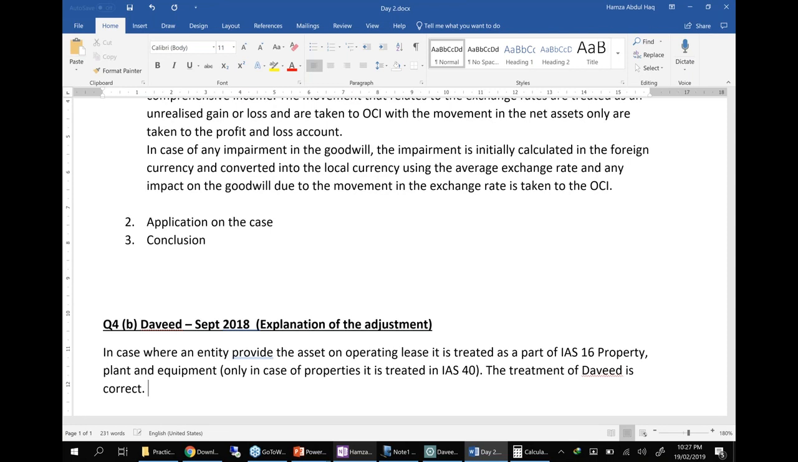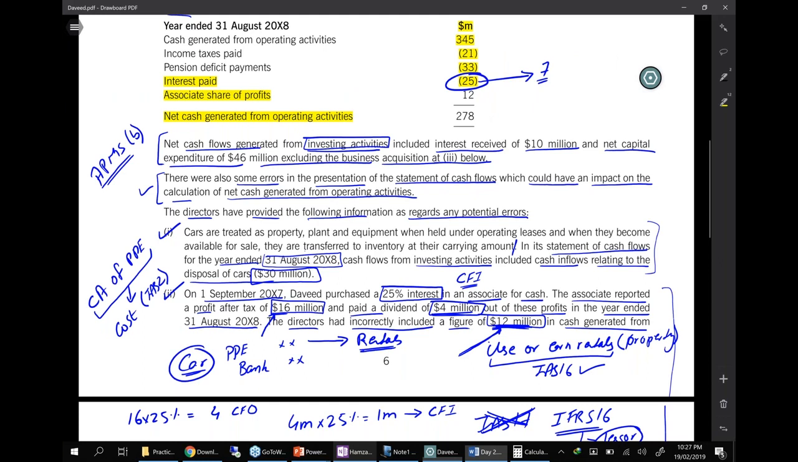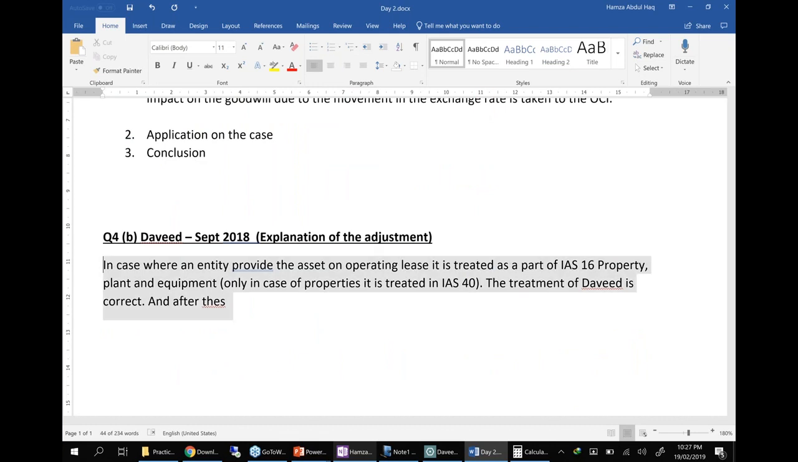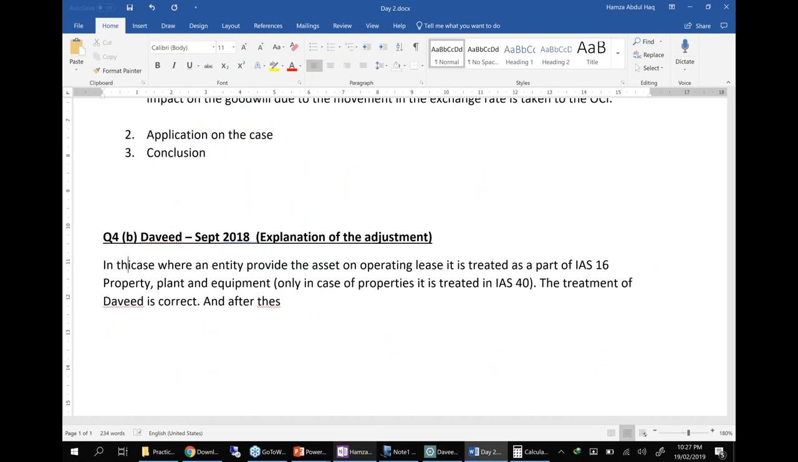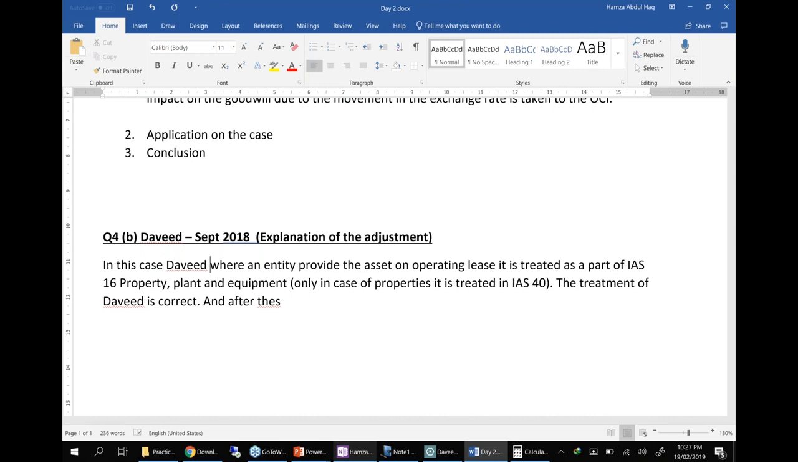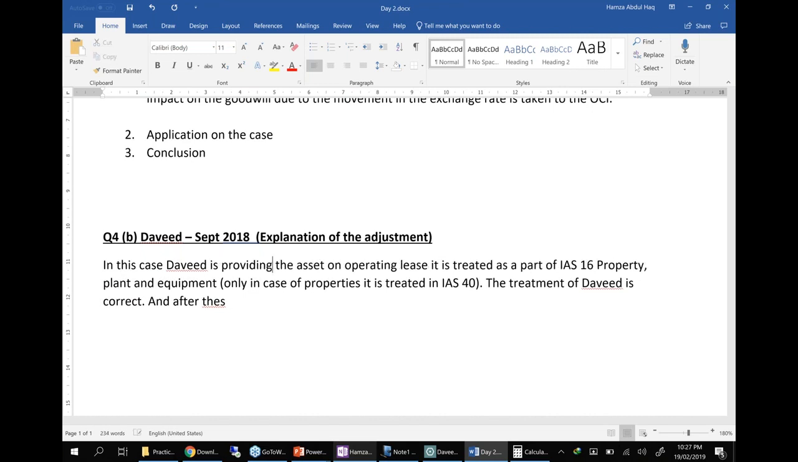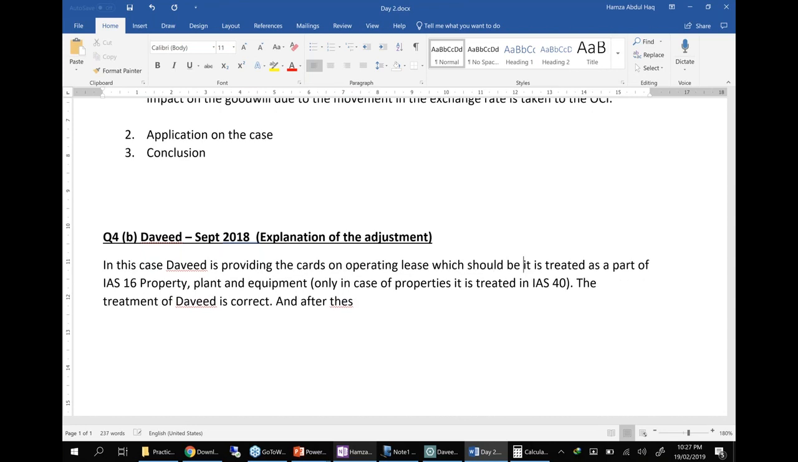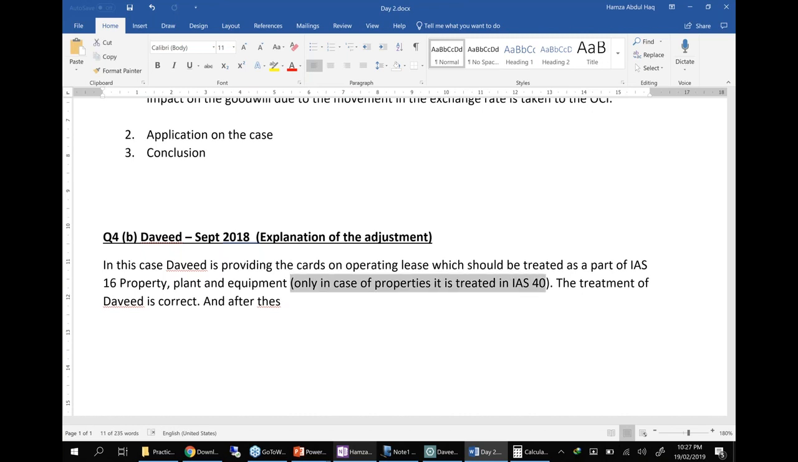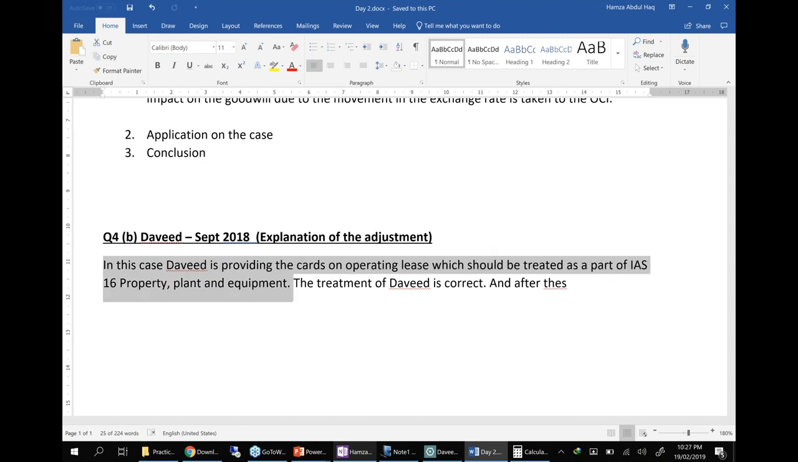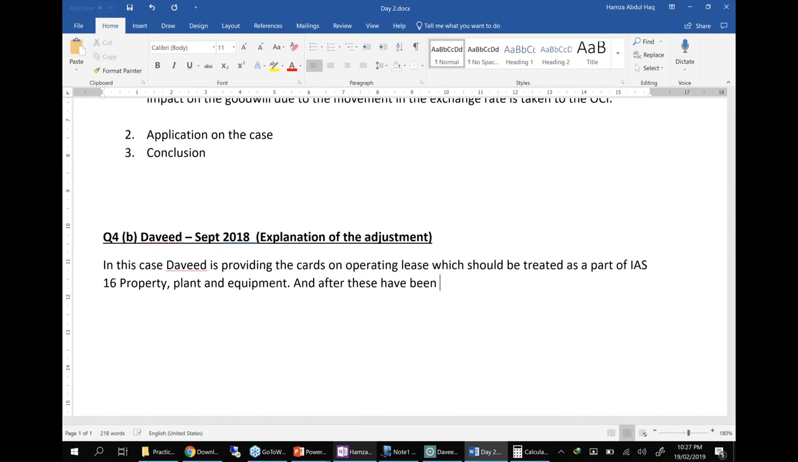And after these, in fact, we can directly write it to the case specific as well. In this case, David is providing the cars on operating lease, which should be treated as a part of IAS 16, property, plant and equipment. So we do not need this statement now because we have converted the answer into a case specific one. And after these have been available for sale, these become a part of IAS 2 inventory, which is completely correct. So we have mentioned what is the correct treatment up till now and what is going to be wrong and why it is going to be wrong.